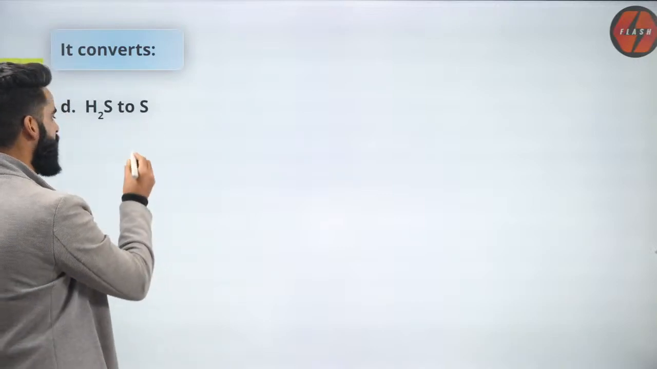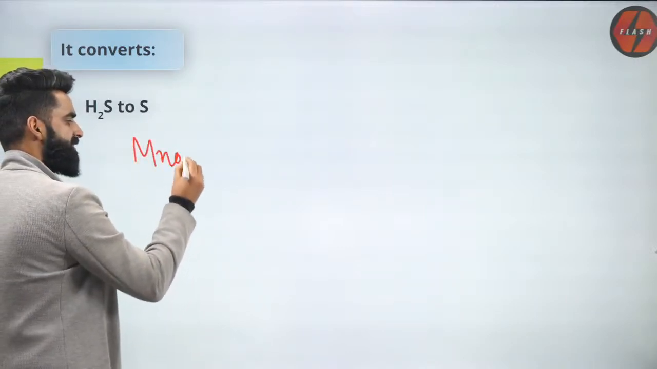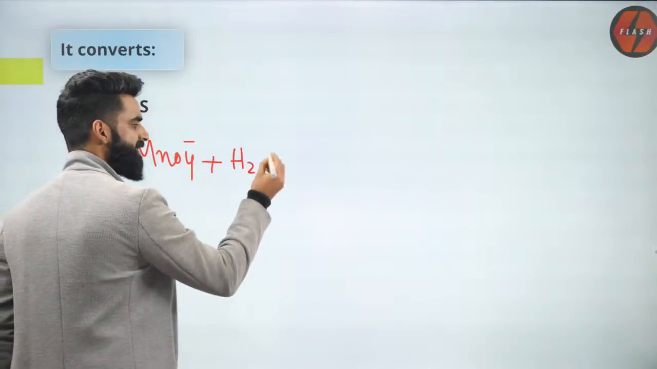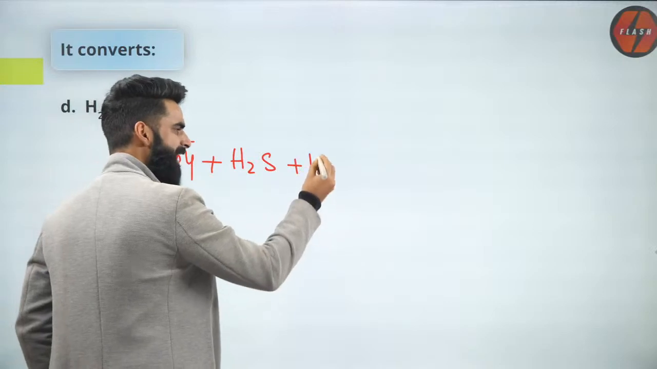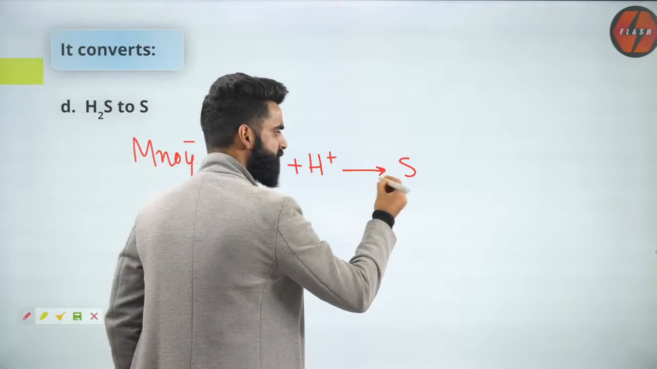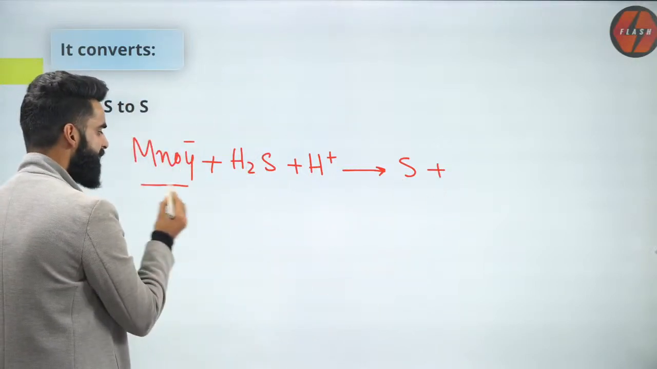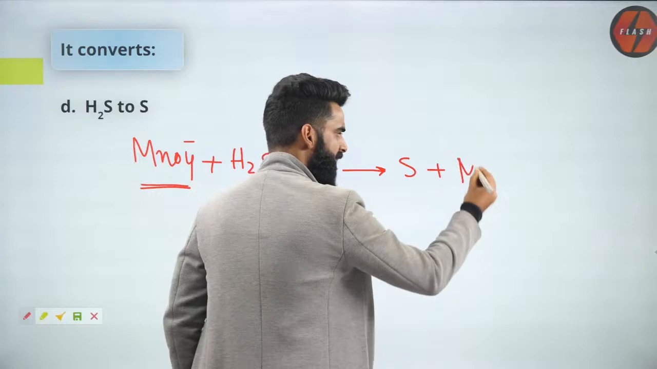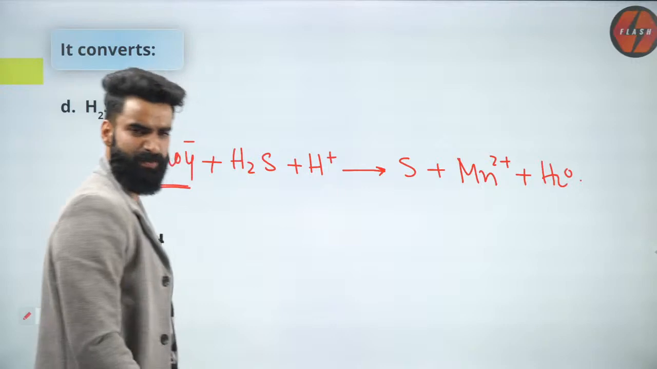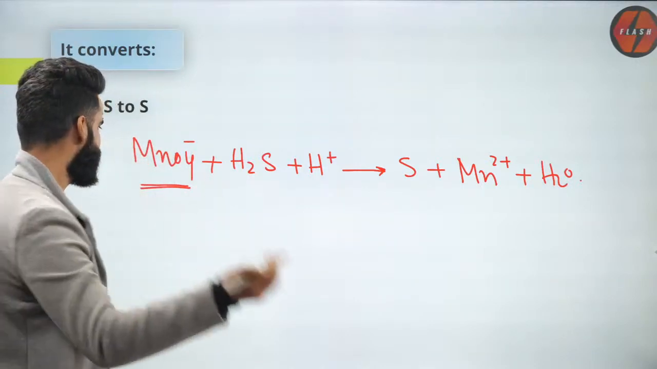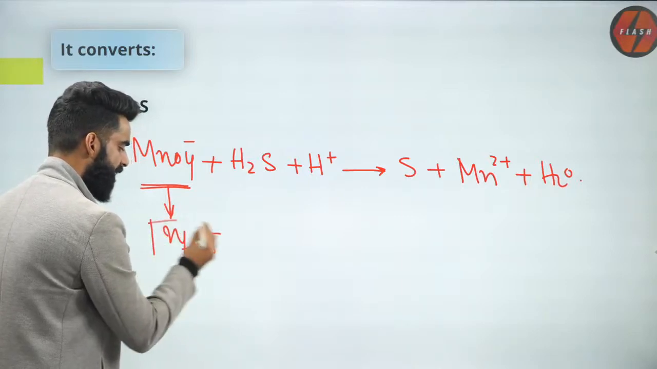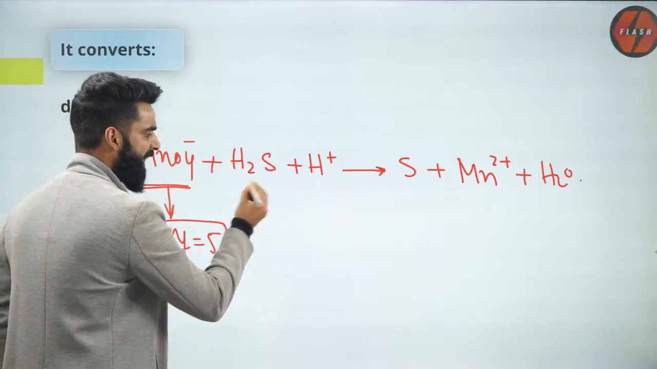Okay, the same MnO4 negative, or KMnO4, converts H2S to sulfur in acidic medium. And we know in acidic medium, this MnO4 negative gets converted to Mn2+, and with this I'm writing water as well. Very simple, right? Now people, MnO4 negative in acidic medium, its N factor is going to be 5. Correct? Now calculate the N factor of H2S over here.